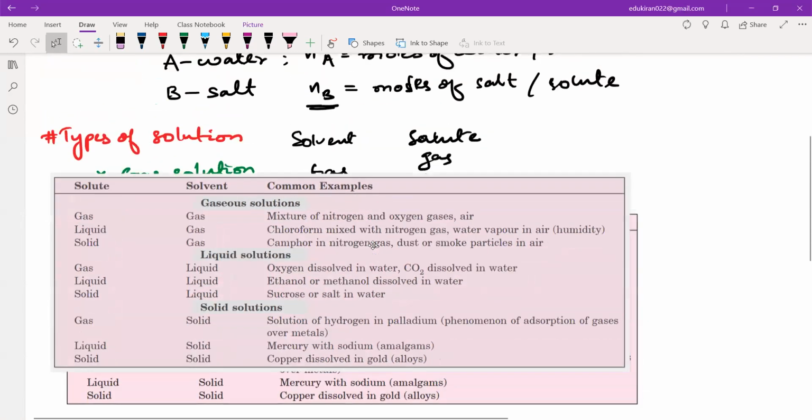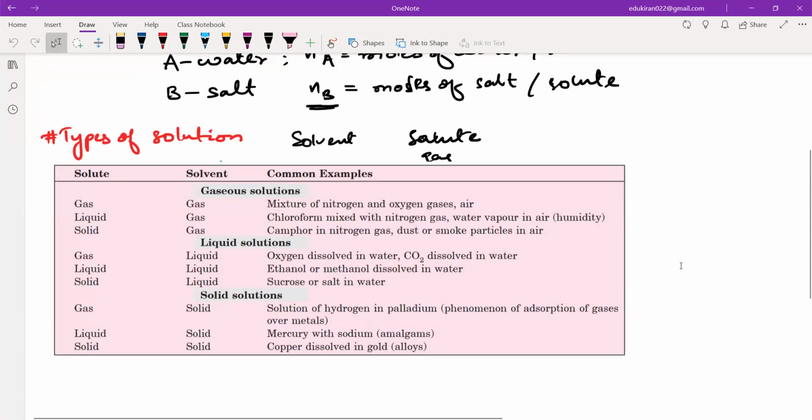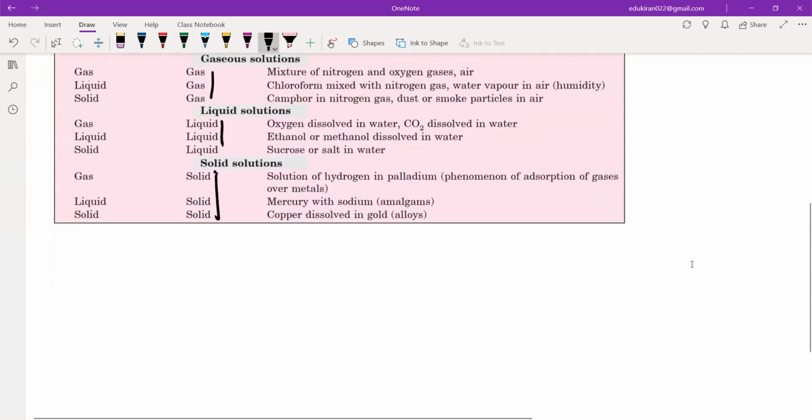Okay. So these are the types of solutions: gaseous solution, liquid solution, solid solution. You can see all have solute which is gas, liquid, or solid. The liquid solution will have the solvent as liquid. The solid solution will have the solvent as solid only. Just leave some space here. You will leave about 9 lines there.